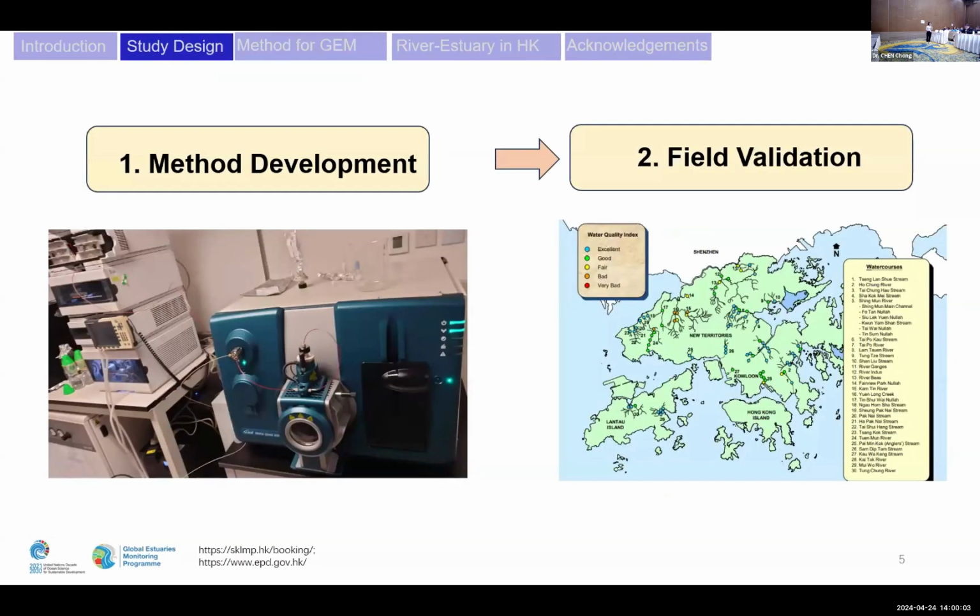So the study will be divided into two parts, the method development and the field validation. In the method development, we will focus on the analytical techniques and the sample preparation, as well as the effects of the environmental factors. The field validation will be conducted in real-world estuary systems to validate its applicability and effectiveness.